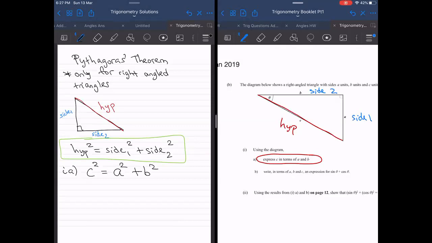So the top part was in general, and then we actually use it for the question. Now the second part says they want us to write in terms of A, B, and C, an expression for sine theta plus cos theta. So this is where the whole trig ratios is going to come in. Let me just prepare it here since I'm going to erase.